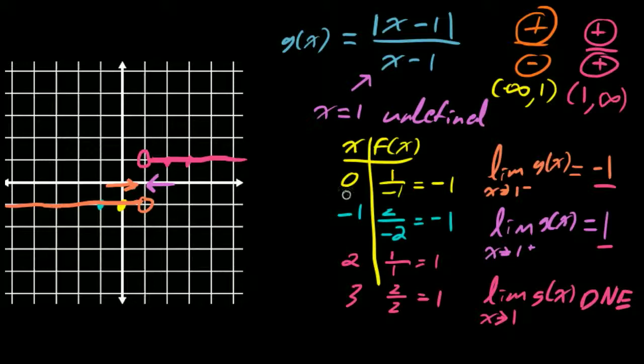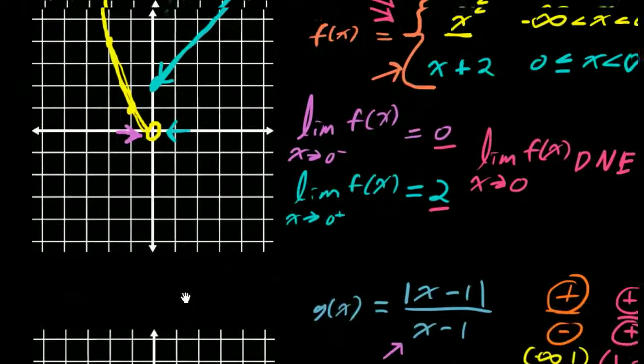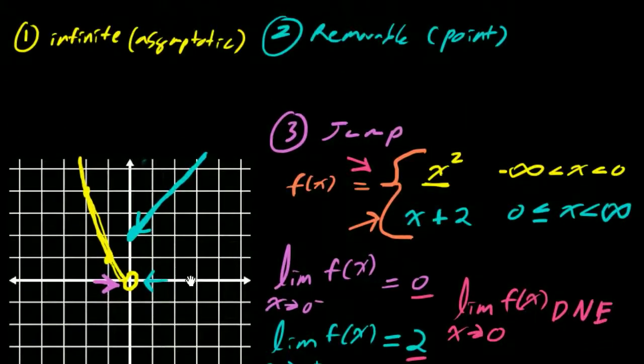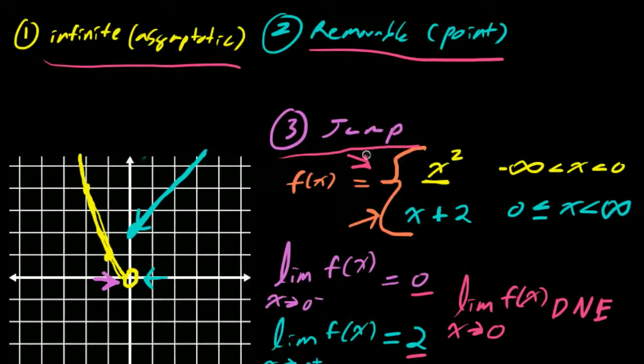So anyway, hopefully you found that useful, and I guess that's pretty much it for our different types of discontinuity. Hopefully that gives you a little bit of insight on the different types of discontinuities that you're going to see, and I'm just going to highlight them again. We've got our infinite discontinuity, our removable discontinuity, and our jump discontinuity.